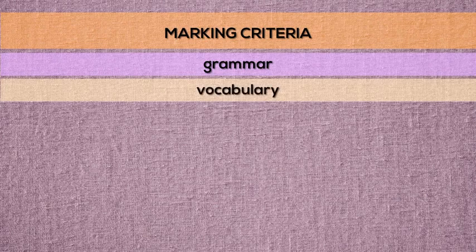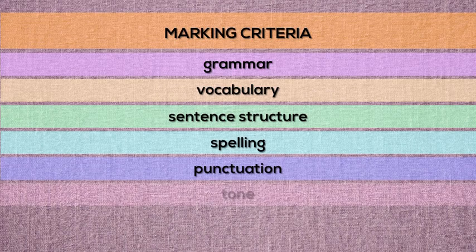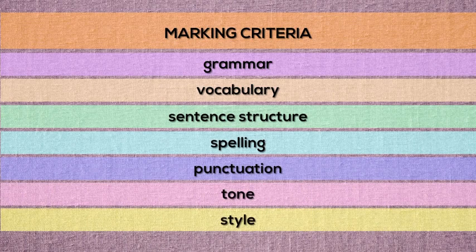So how does the examiner mark your essay? Normally, the examiner will mark your essay based on impression. This means there is no fixed formula. However, they will evaluate your essay based on several criteria, which are grammar, vocabulary, sentence structure, spelling, punctuation, tone, and style. Based on these criteria, they will determine suitable marks for your essay. So it is important for you to have adequate knowledge in these areas so that you can score high marks for your exam.